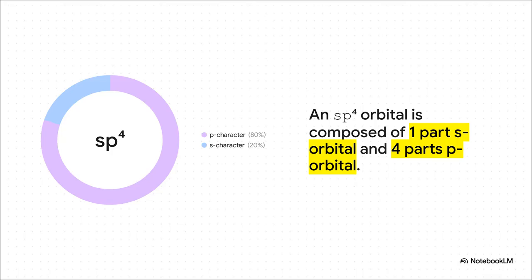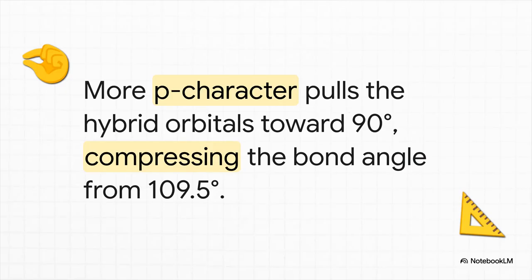So what does sp4 even mean? Well, think of it like a recipe. An sp4 hybrid is made from 1 part s orbital and 4 parts p orbital. If you do the math, that comes out to 20% s character and a massive 80% p character. And that is why this all matters. See, pure p orbitals are naturally 90 degrees apart. So the more p you mix into your recipe, the more you pull that angle down from the ideal 109.5 degrees and closer to 90. So this explains our smaller angle. But that's not actually the whole story.